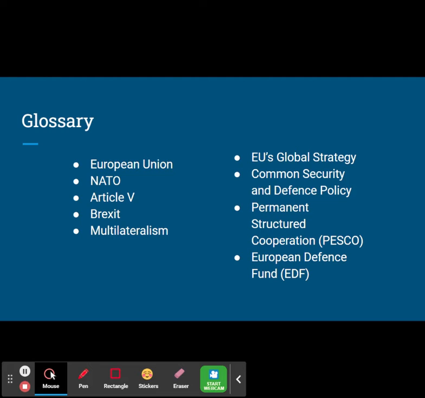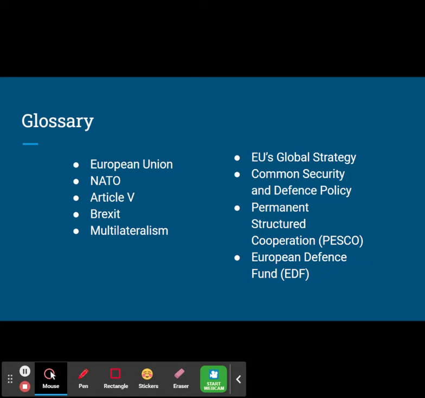Next is the Common Security and Defense Policy, which is a document that provides the EU with the capacity to undertake peacekeeping and conflict prevention missions and to strengthen international security in accordance with the principles of the UN Charter. Next is the Permanent Structured Cooperation, which is PESCO, which is the part of the European Union's security and defense policy in which 25 out of the 27 national armed forces pursue structural integration of military capabilities.